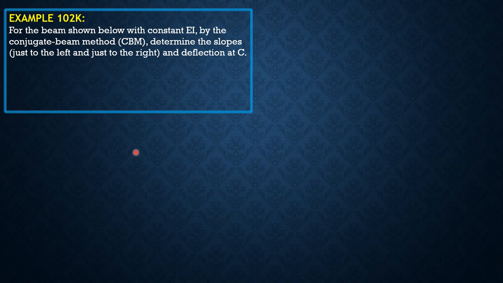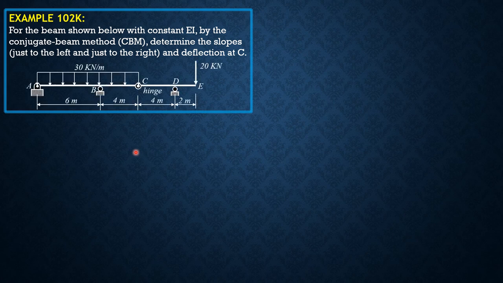So for the beam shown below with constant EI, by the conjugate beam method, determine the slopes just to the left and just to the right and the deflection at point C. So we select B and D as our moment centers here. First, let's compute the reaction at D because this is the portion that is determinate. Then let's transmit the reactions to analyze the reaction at A.